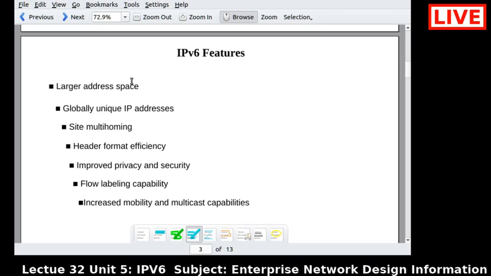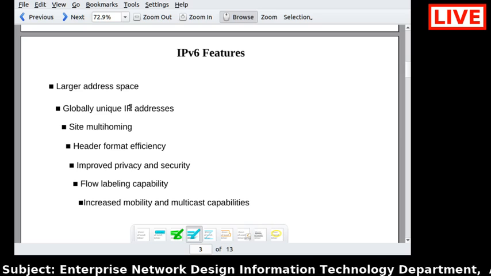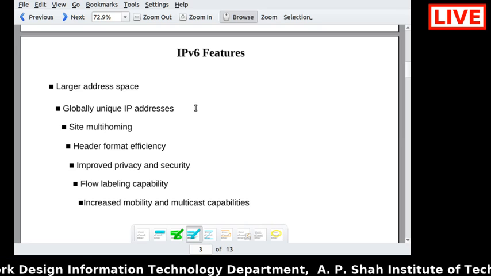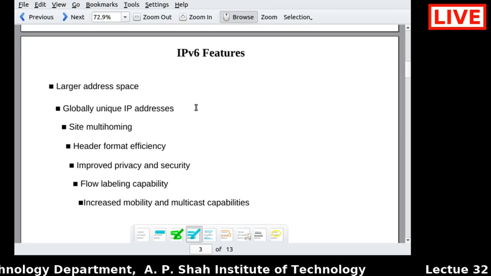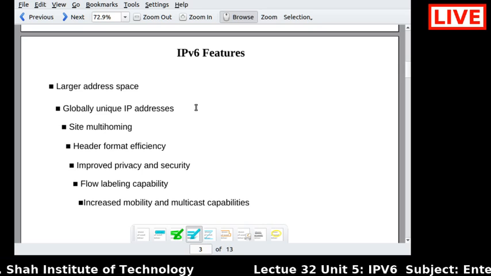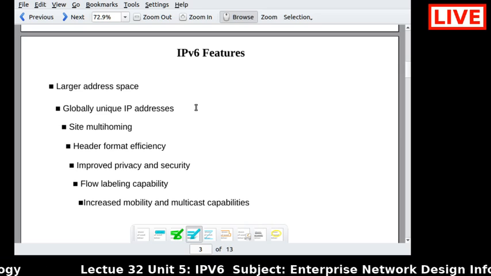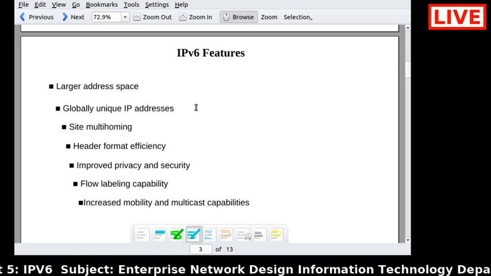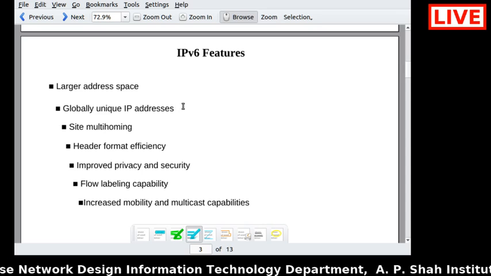And auto configuration of addresses will be very simple if you think about IPv6, talking about IPv6 address space, right? Because of the larger address space, you are going to use this hierarchical addressing, you are going to have a number of addressable nodes, and also auto configuration of these addresses, right? Because of the larger address space, 128-bit. Okay, then the second one is globally unique IP addresses.